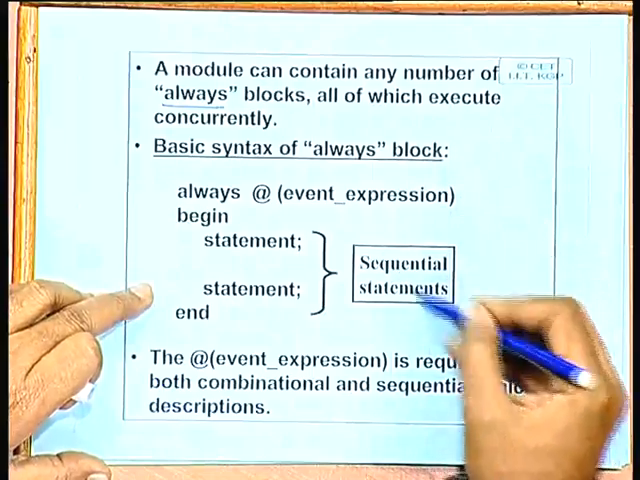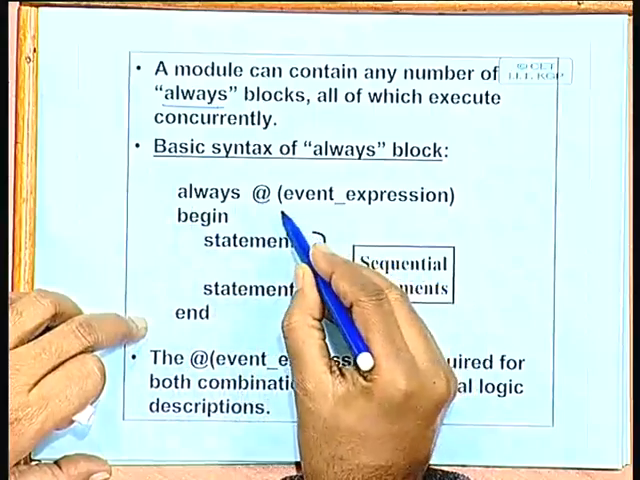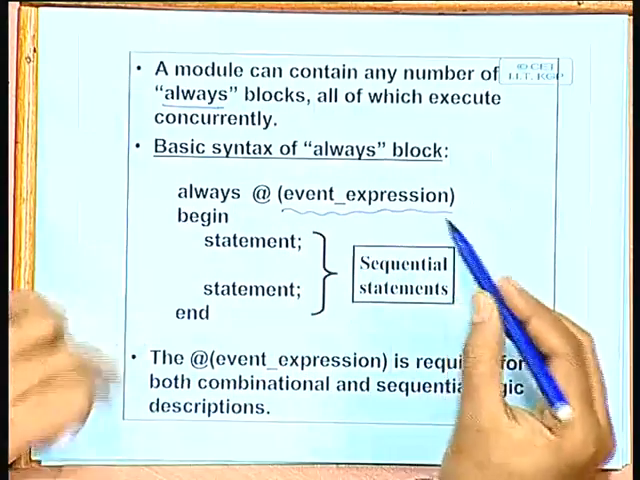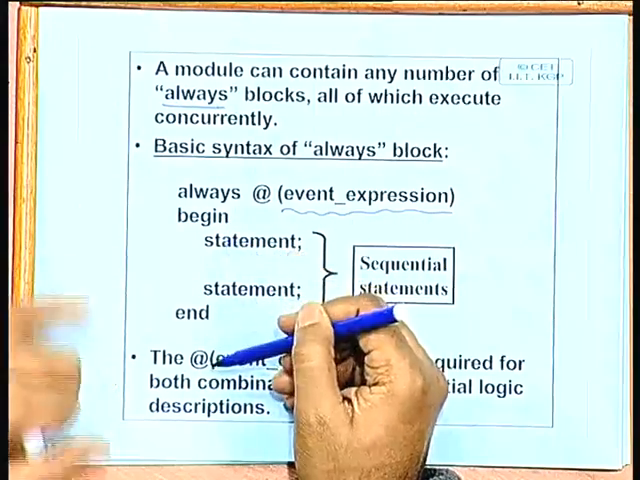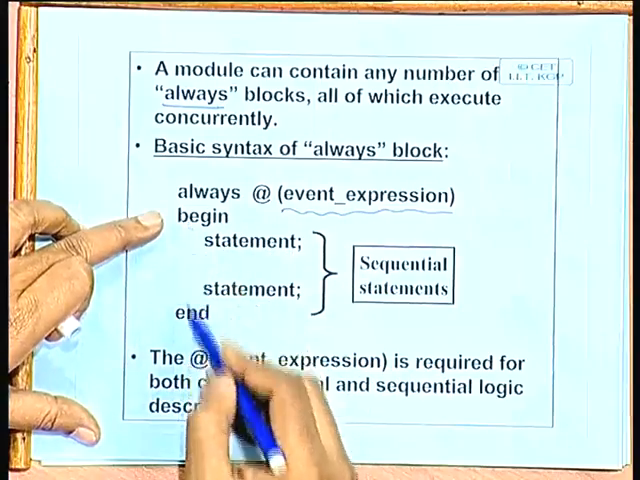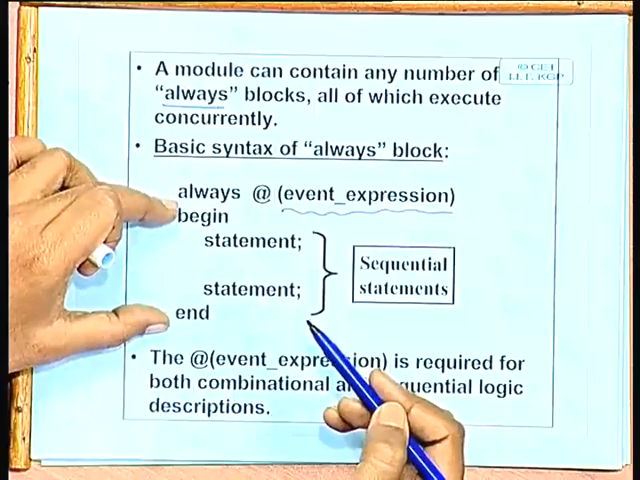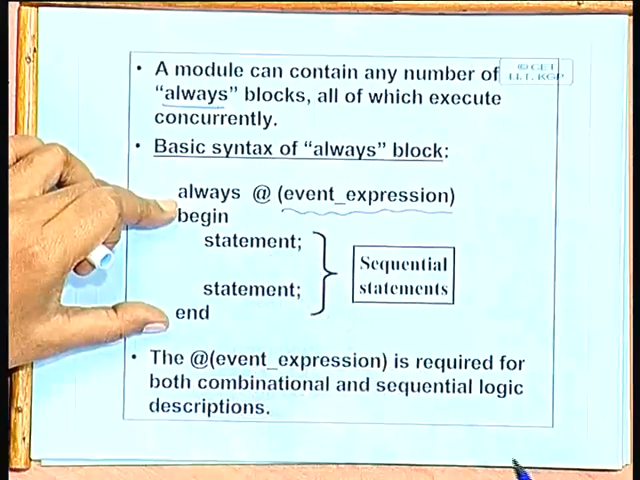This is the basic syntax. This always block we have already seen. Always at the rate, there is something called an event expression. Every time this event expression evaluates to true, the block starts executing. The block is bounded by the begin and end keywords. Begin and end identify the boundary of the block, and there can be several statements in between.